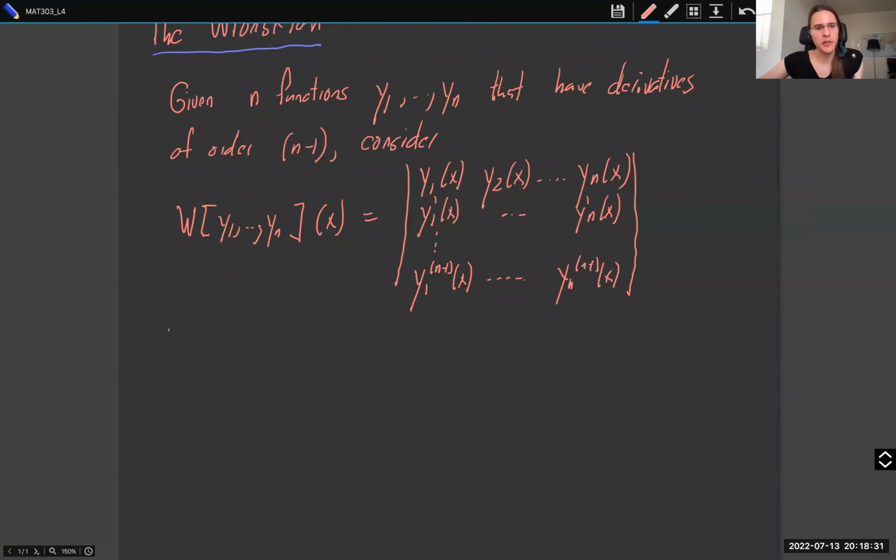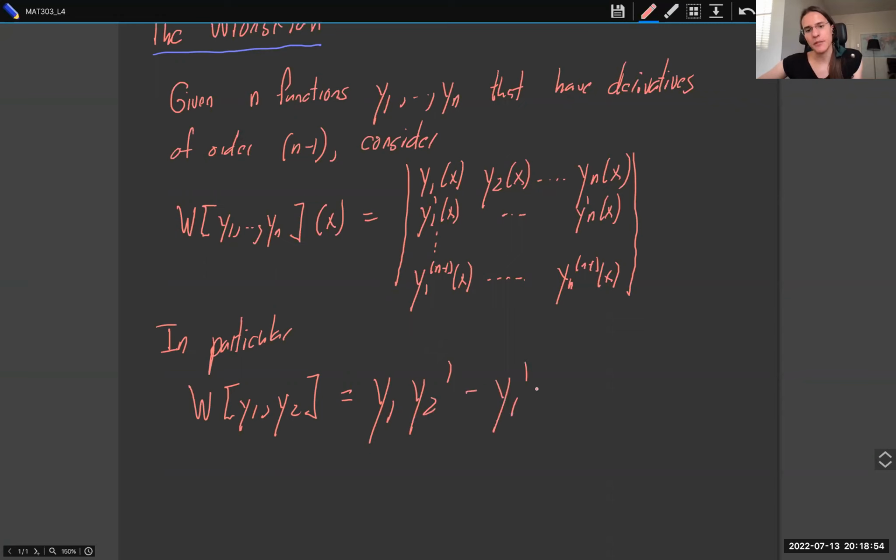So in particular, the Wronskian of two functions, y1 and y2, I'm not going to write the x arguments. I get y1 times y2 prime minus y1 prime times y2. So that's the determinant of this 2 by 2 matrix where I put the first derivatives of the functions there.